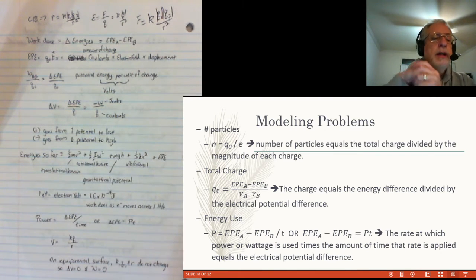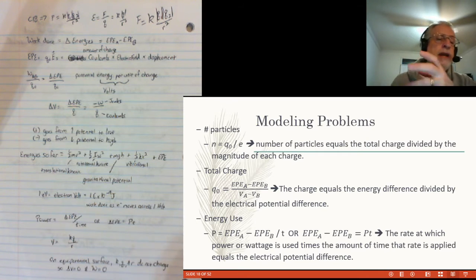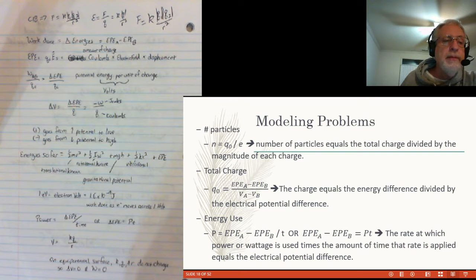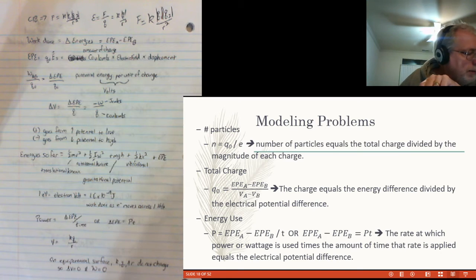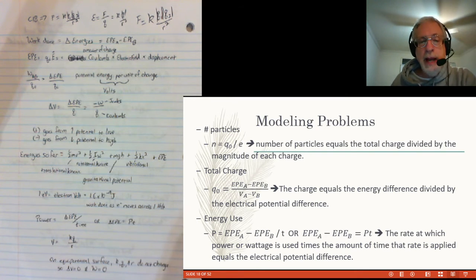Another type of question has to do with energy use and power. Now we haven't gotten to watts yet, but power would be the change in electrical potential per unit time. Actually, power would be volts per unit time. I'm wondering why it doesn't have that here. Maybe I got it wrong in my head. Let's just believe that I have it right on the slide. So power is delta EPE over time. Something per unit time is power.